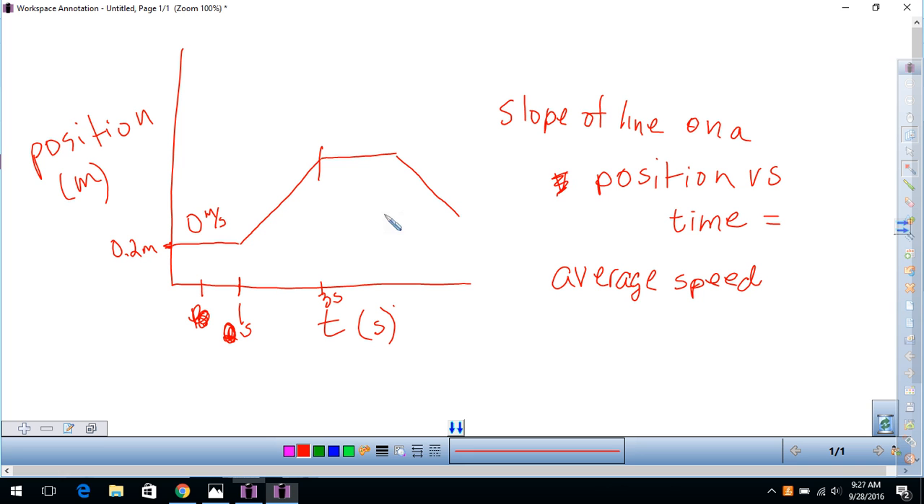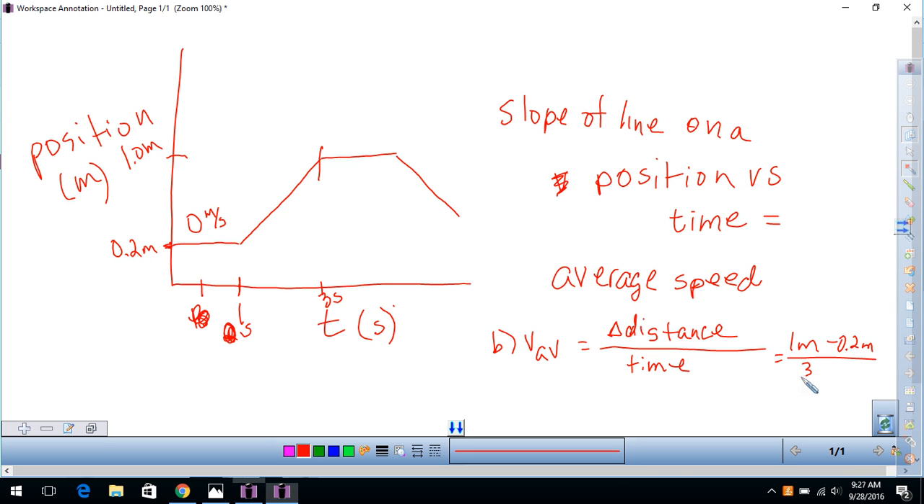All right, if you look at your graph, it looks like it's at a position called 1 meter here. So for part B, the average speed is going to be the change in position. I'm going to call it distance for now, over the change in time. All right, so they want the velocity, so I have to pay attention to whether this value is positive or negative. Well, I'm going to take the final position, which is 1 meter, minus the initial position, looks like it was 0.2 meters. And it looks like it took from 3 seconds to 1 second.